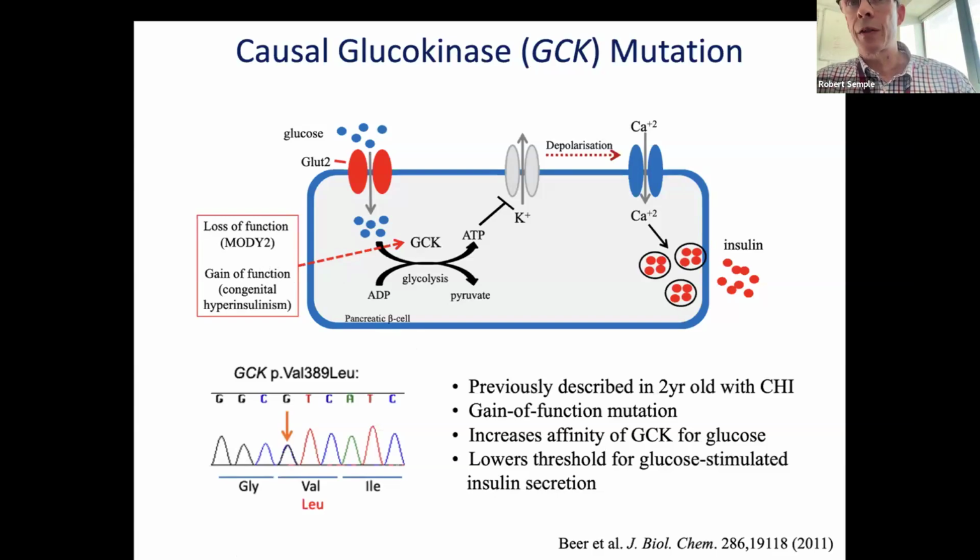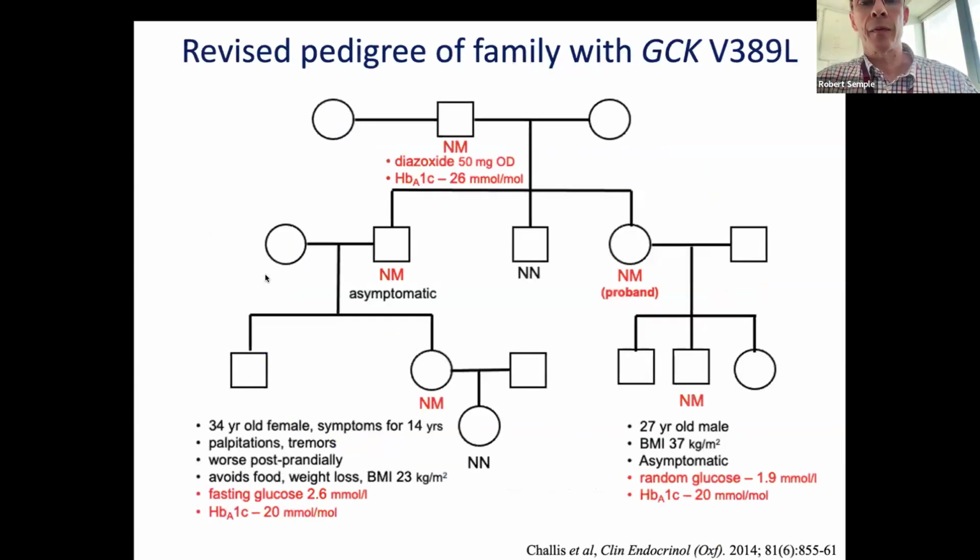In fact, this mutation had been described in congenital hyperinsulinism. But in her case, this actually hadn't caused her any symptoms until it was picked up incidentally. And then when we went and looked at her family history, we found that she had the mutation, as did her son. So this is the proband, as did her son, who drove up to see us one morning, and it turned out his random glucose, asymptomatically, was 1.9 when he got out of the car, rather alarmingly.